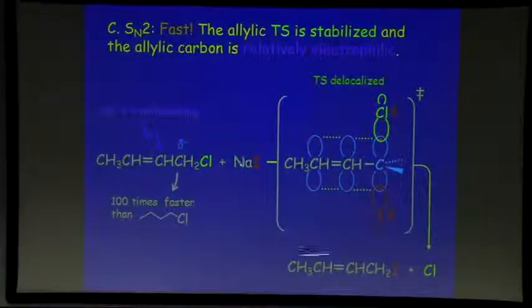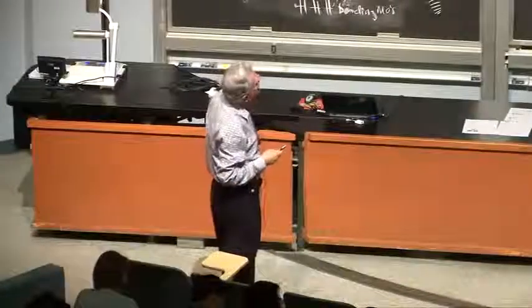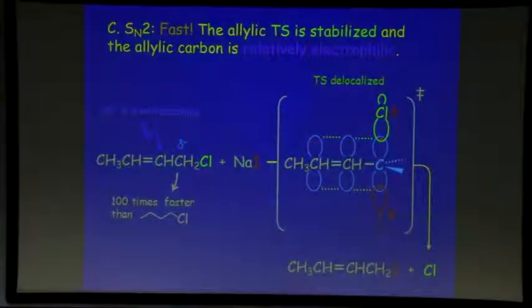And this is a transition state, not an intermediate, not a species that can be isolated, it's just the maximum in our potential energy diagram. This is accelerated relative to the same compound without the double bond. So here it is, chlorobutane. This is 1-chloro-2-butene, and this is chlorobutane. In fact, this guy is about 100 times as reactive in SN2 as the other one.